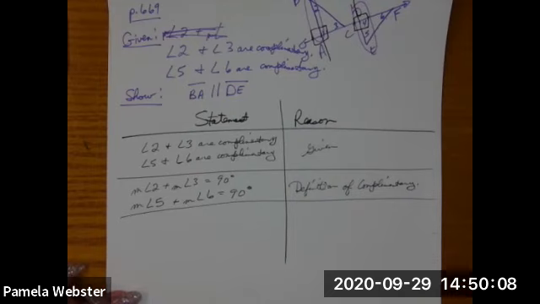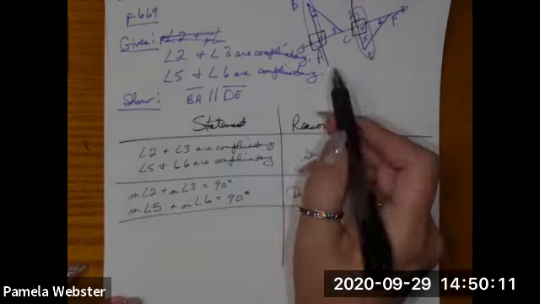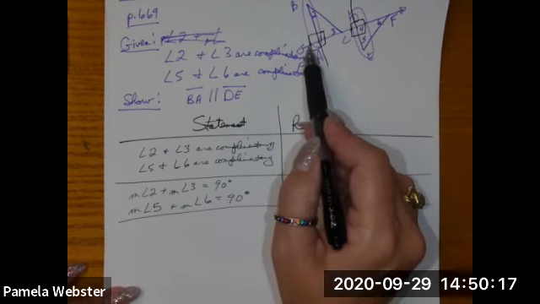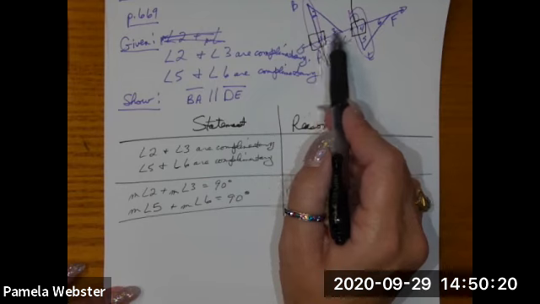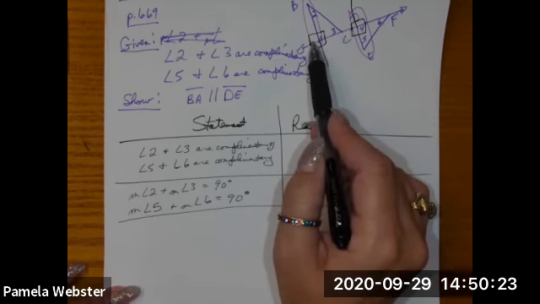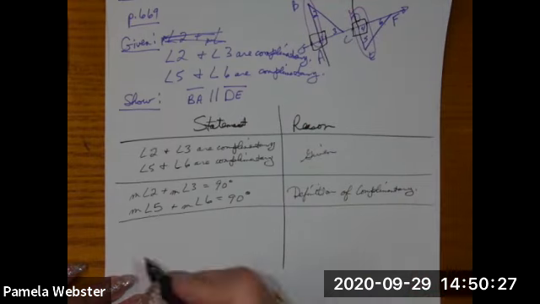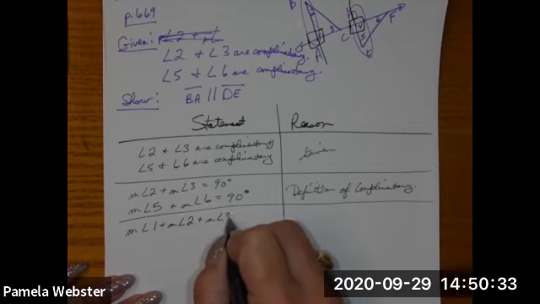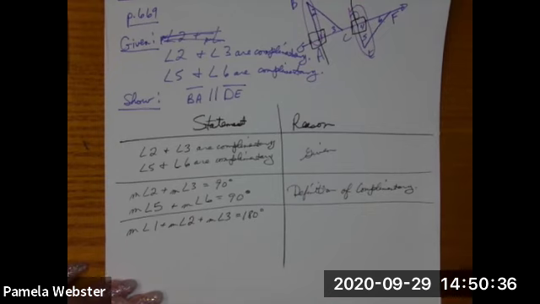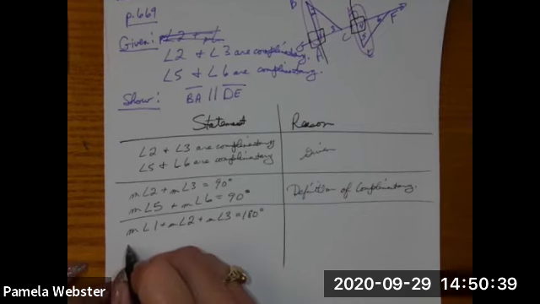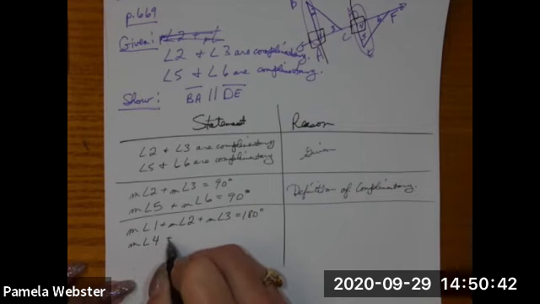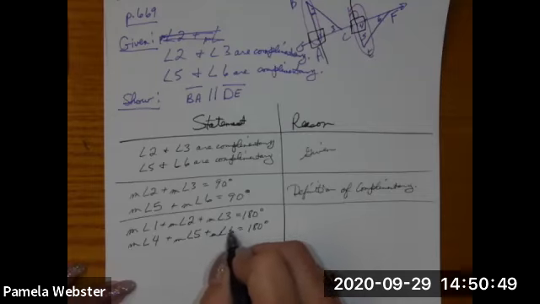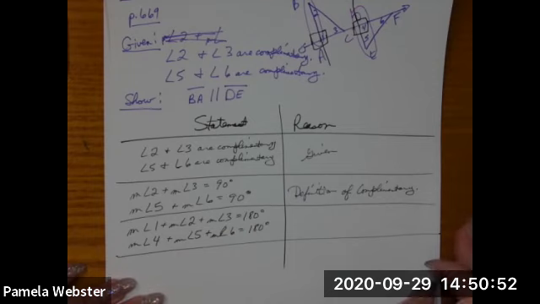And then what? So we said, well, we know if angle 2 and 3 add up to 90, then subtract those from 180 and we'll get the remaining angle. Okay, so what we know is measure of angle 1 plus measure of angle 2 plus measure of angle 3 equals 180 degrees, right? We also know measure of angle 4 plus measure of angle 5 plus measure of angle 6 is 180 degrees, right? And how did y'all know that?